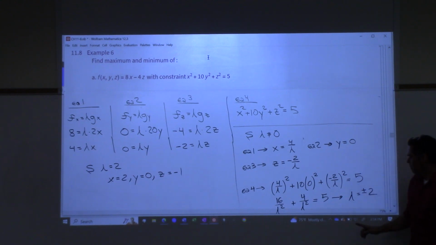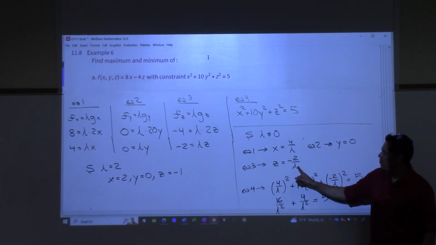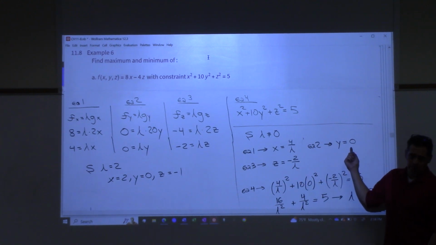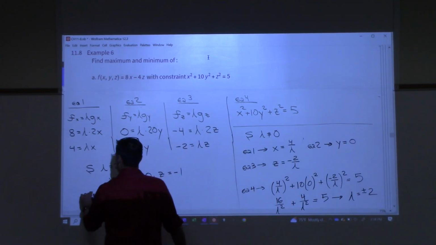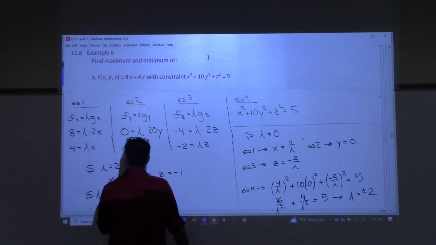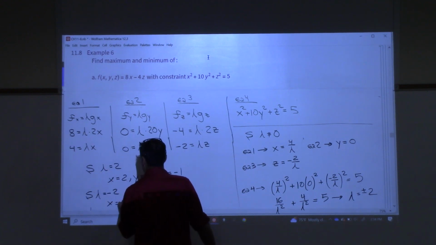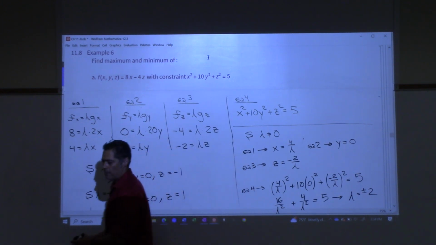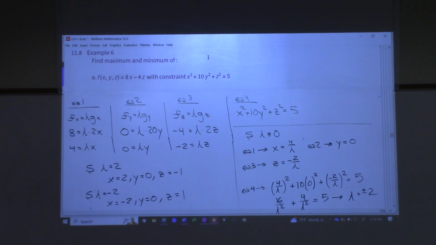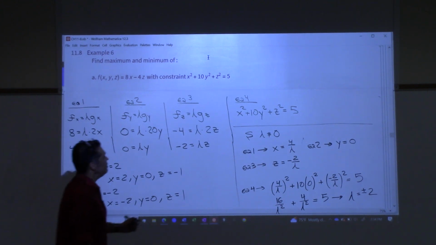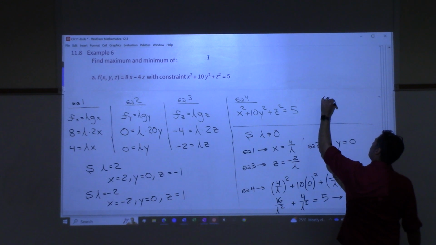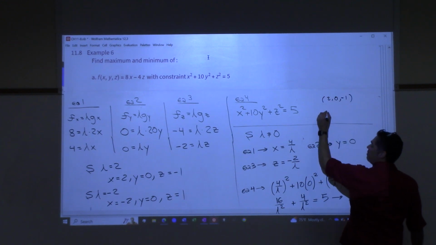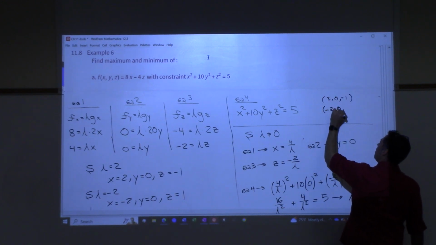If lambda is positive 2, we get 2 here, we get negative 1 there, and y was 0 to begin with. And now the other suppose is that lambda is negative 2, and that makes my x negative 2, my y is still 0, and my z now is positive 1. Okay, I have 2 critical points, don't I? I have 2, 0, negative 1, and then the other point is negative 2, 0, positive 1.